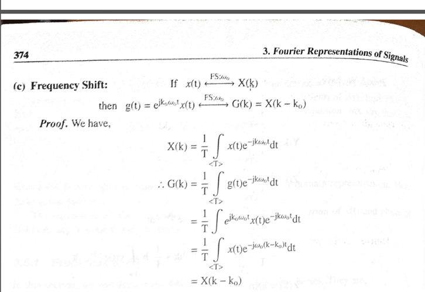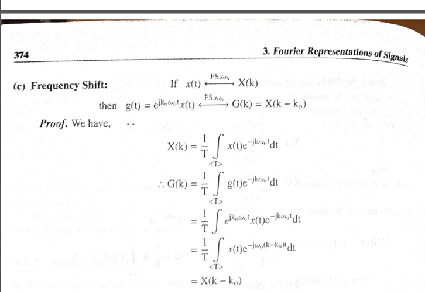Let's consider x of t and x of k as Fourier pairs, time domain and frequency domain, with omega naught as the fundamental frequency and T as the period. A frequency shifted signal means the frequency is e to the power j k naught omega naught t. Now k is the frequency change, so we need to multiply our signal x of t with e raised to j k naught omega naught t. When we do this multiplication, what signal do we produce? That would be x of k minus k naught, and we need to prove this.